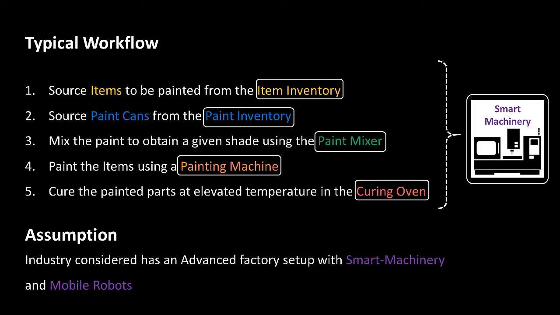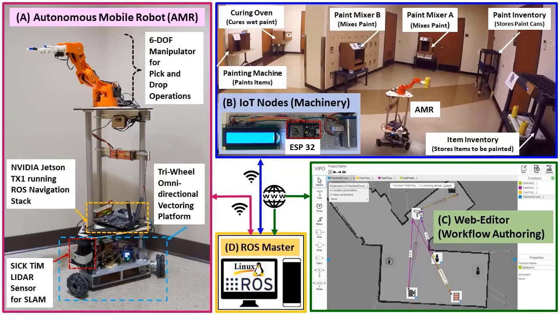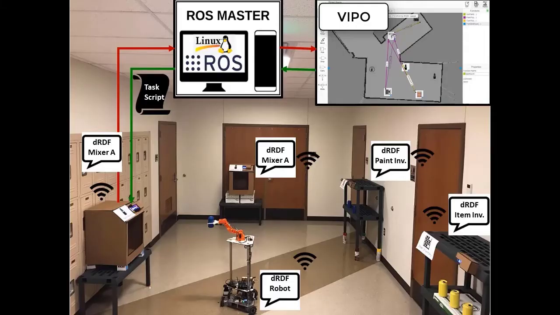A typical workflow comprises the following steps. The physical setup comprises an omnidirectional robot capable of autonomous navigation using LiDAR and SLAM, a robotic arm for pick-and-place operations, 6 ESP32 microcontrollers emulating 6 smart machines, Vipo for programming the workflows, and the ROS master for task control and execution. Machines communicate with the ROS master in real time using DRDF messages.